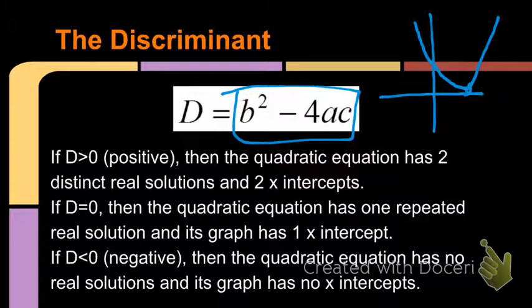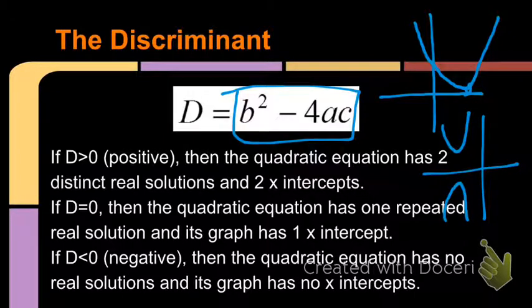When you add or subtract 0, you're going to get the same number, which is why you get one repeated solution, the same solution twice. And then, if the discriminant is negative, you'll have no real solutions, which just means it's never going to intersect the x-axis. It's either going to be always above it or always below it.